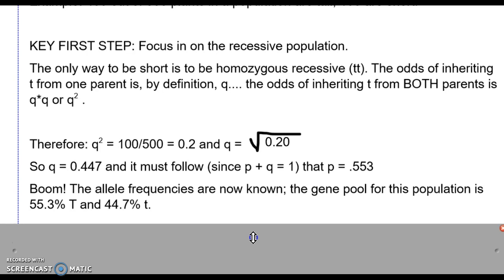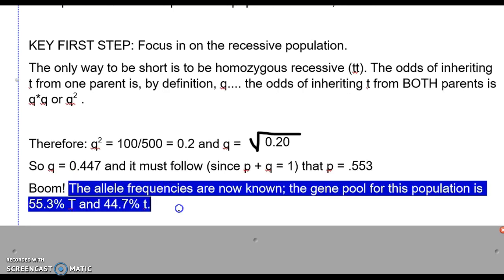So boom, we've got it. We've got the allele frequencies. By just looking at the recessive population, we unlock what Q is and then can immediately unlock what P is. So we now know that the allele frequencies for this particular population, for this trait, are 55.3% big T and 44.7% little t. So that's great. We've accomplished something interesting.